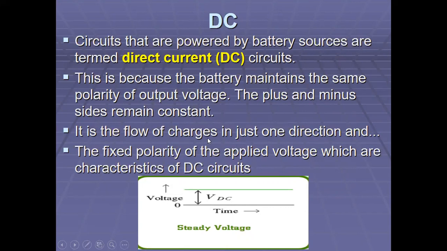The flow of charge is in just one direction. From the figure we can see the fixed polarity of the applied voltage, which is characteristic of DC. You can see the voltage level is fixed and only in one direction. There are no oscillations. Steady current or steady voltage.